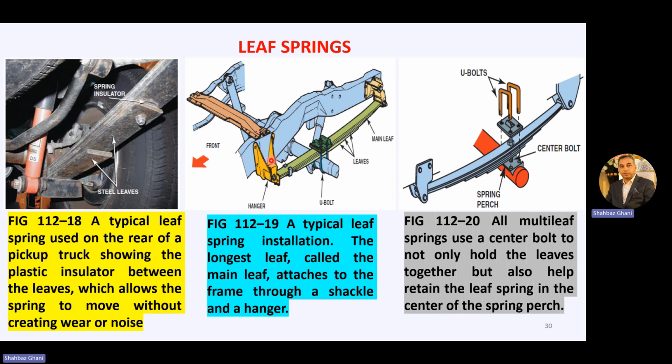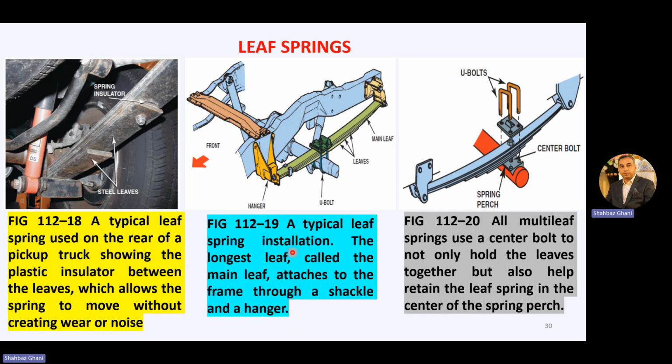Now the further detail of the leaf spring. This is your platform or the chassis. Here it is. The green portion is your leaf spring. The first, the hanger, and the rear one, the main leaf spring, then the steel leaves here, and from the center it is joining with this U-bolt. So from the center, this is joining with your U-bolt, center bolt, or the spring perch.